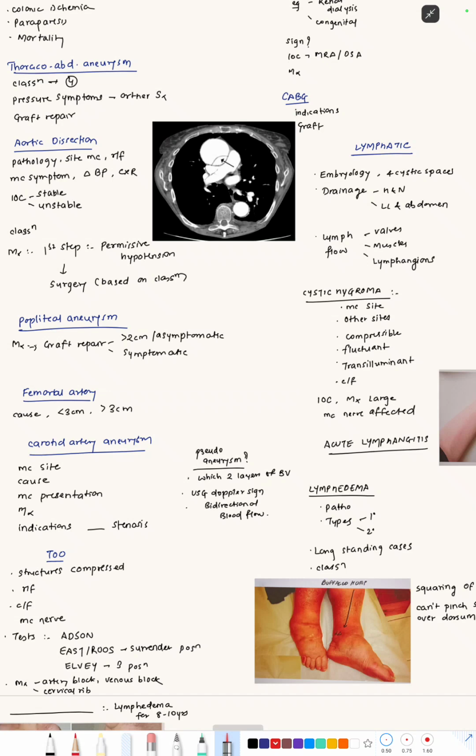The clinical features here are that the subclavian artery can undergo thrombosis, and subclavian vein thrombosis, which is called Paget-Schroetter disease, and brachial plexus compression. The most common nerve that is getting involved is the ulnar nerve. Then the test, that is Adson's test.